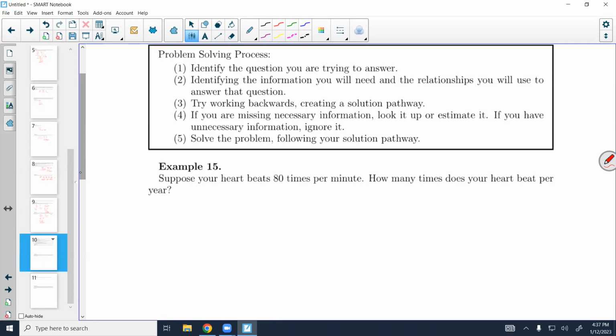So suppose your heart beats 80 times per minute. How many times does your heart beat in a year? So we have 80 beats in 1 minute. Okay? And our goal is we want beats per year.